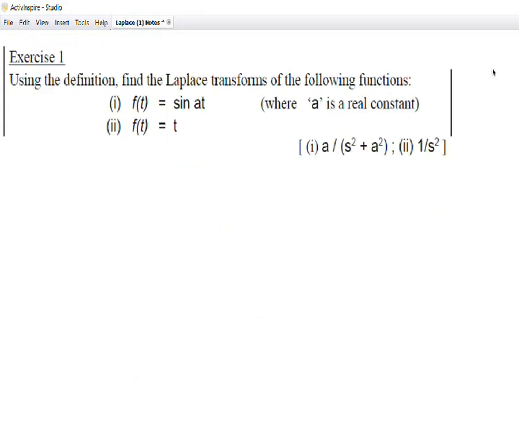If you want to have a practice at solving these Laplace transforms, there are 2 here in exercise 1: sine at, and a function of t equal to t. They follow the same kind of processes as has been shown previously, but I'll leave them with you if you want a bit of fun there.